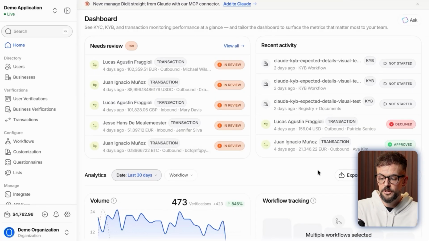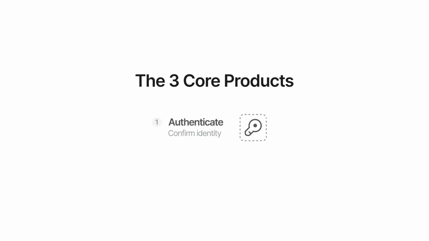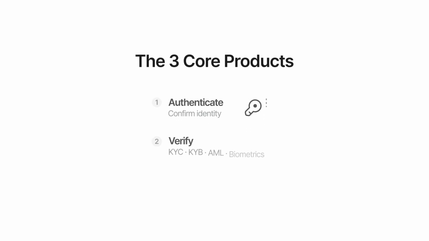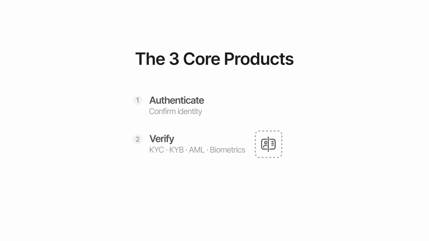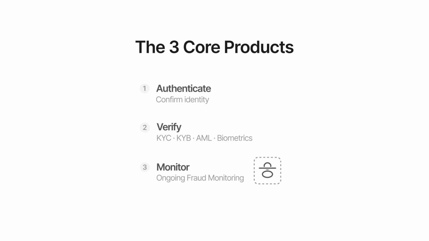So before we go any further, the simplest way to think about Didit is really 3 products. They follow the life of your customer. So first you authenticate. So you make sure that they're a real person. Then you verify them, so things like KYC, KYB, biometrics, and AML. Then you monitor them for fraud. Those are the 3 products.